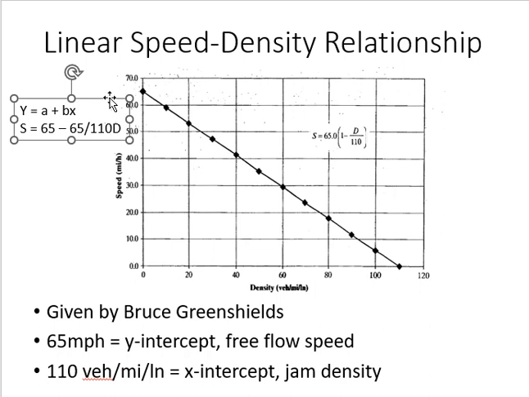Clear? Any question? So according to Bruce Greenshields, and we still go by his assumption most of the time, if you plot a graph between speed and density, you can develop the equation using the straight line equation, y equals a plus bx. The graph can change, meaning a and b can be different, but according to him it will always be the equation of a straight line.